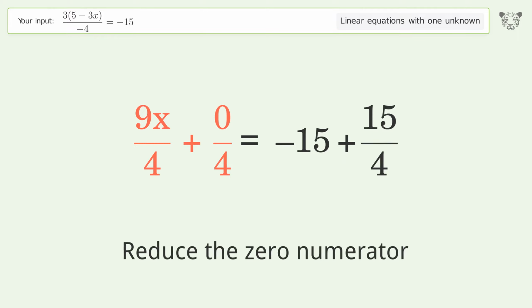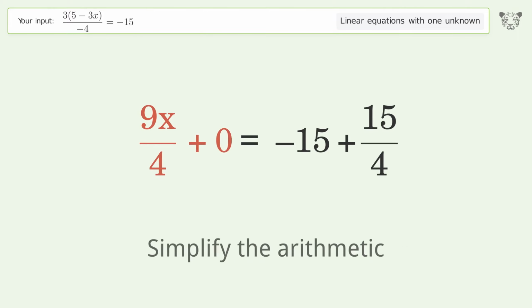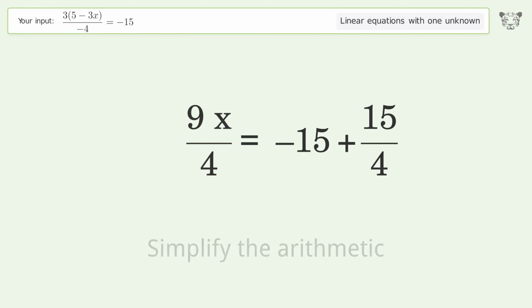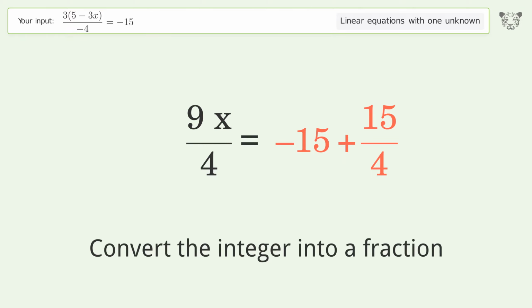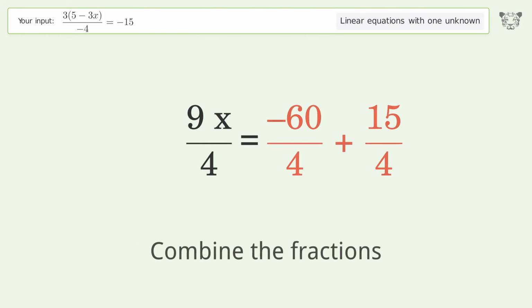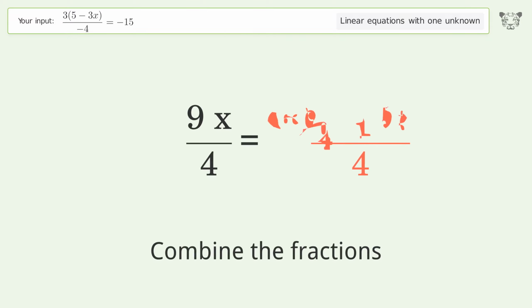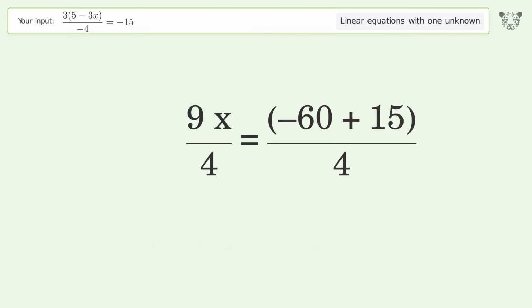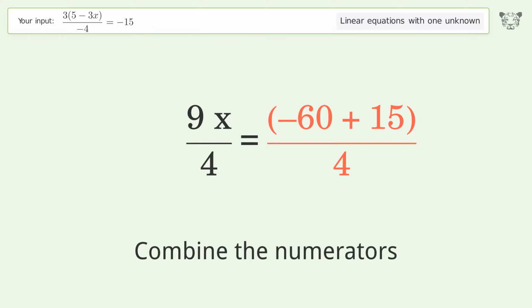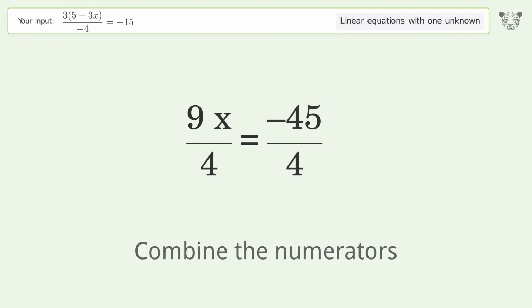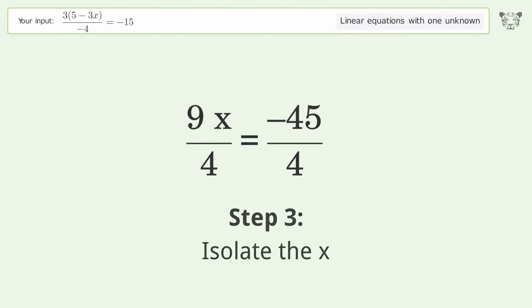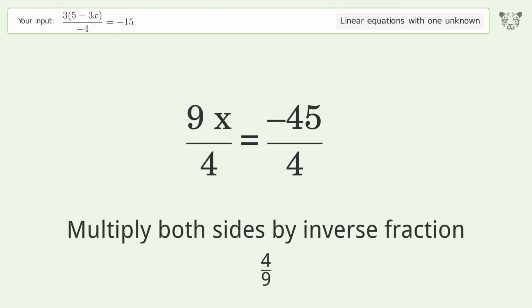Reduce the zero numerator. Simplify the arithmetic. Convert the integer into a fraction. Combine the fractions. Combine the numerators. Isolate the x. Multiply both sides by inverse fraction 4/9.